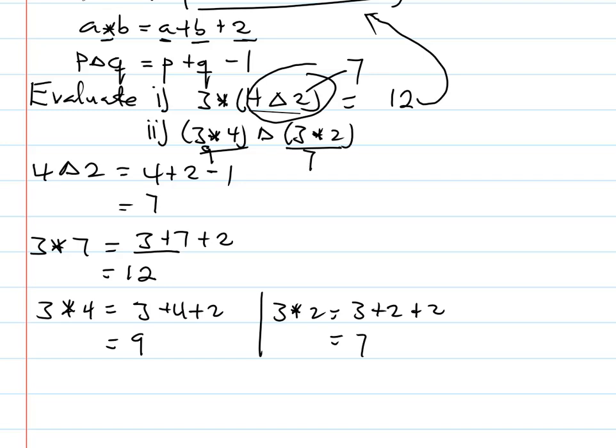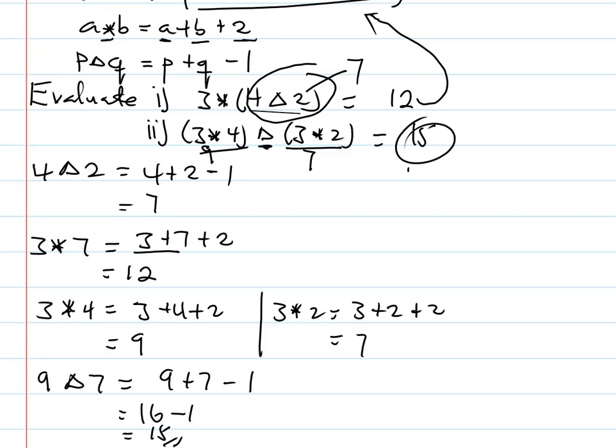This gave us 7. The operator in between them is delta. So we'll do 9 delta 7. And what is the definition of delta? Delta says add the two numbers and subtract 1 from it. So we have 9 plus 7 minus 1. What is 9 plus 7? That will give us 16 minus 1. That will result in 15. So this whole operation gave us 15, which is a natural number.